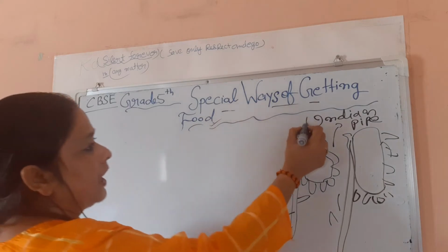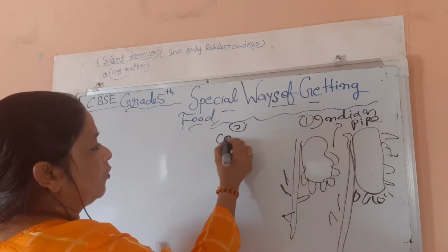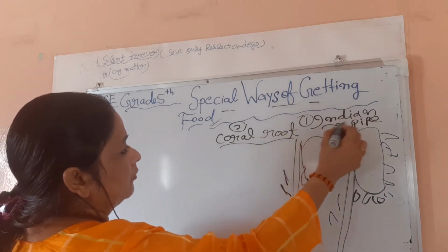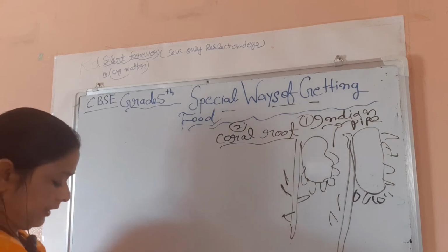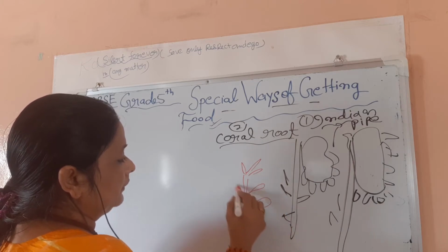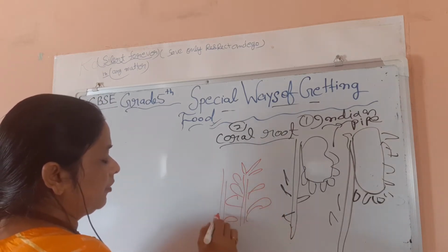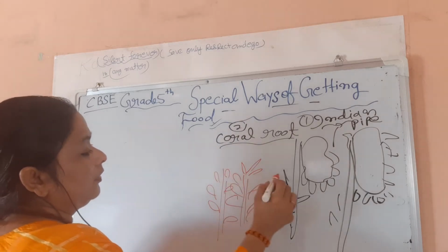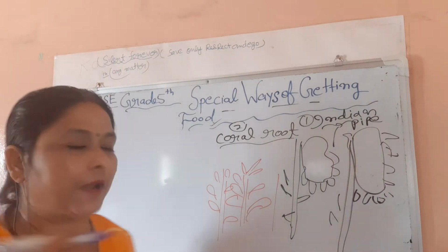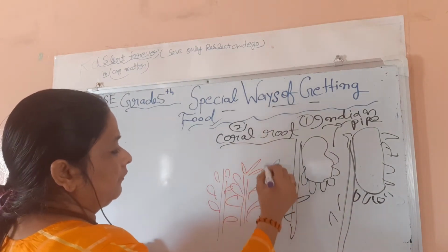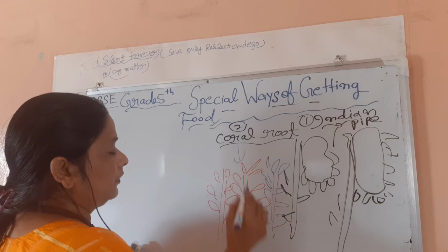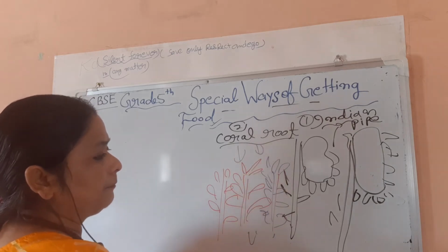So the first example is Indian pipe, and the second is coral root. Firstly, I draw it here. This is a coral root. Chlorophyll is absent in these plants. Chlorophyll is absent in both plants.